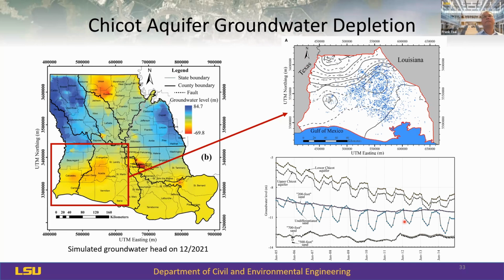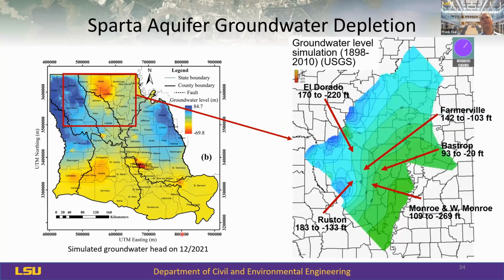Also in the Chicot aquifer, we look into a cone of depression in two areas, which is confirmed by previous publications on Chicot aquifer simulation. We have a constant groundwater level decline in the lower Chicot aquifers, and very low groundwater levels in the 500-foot and 700-foot sands because of industrial pumping in the Lake Charles area. The spot aquifers are also confirmed by previous USGS modeling, where we have a spot aquifer in the north central areas. We do have big cones of depression right here in the Monroe and western Monroe areas.